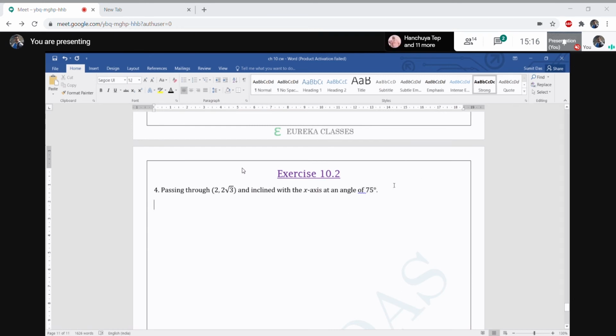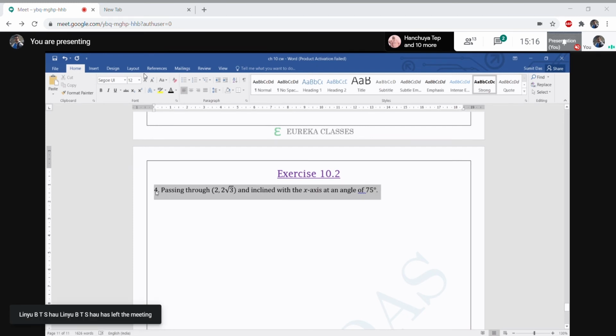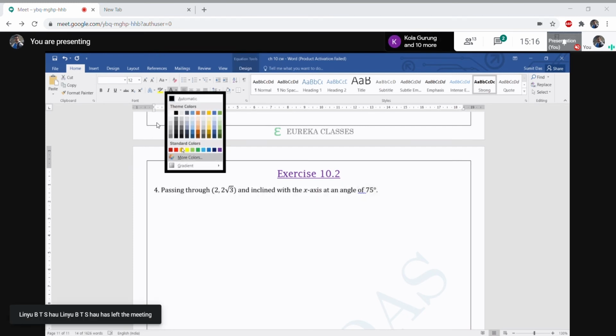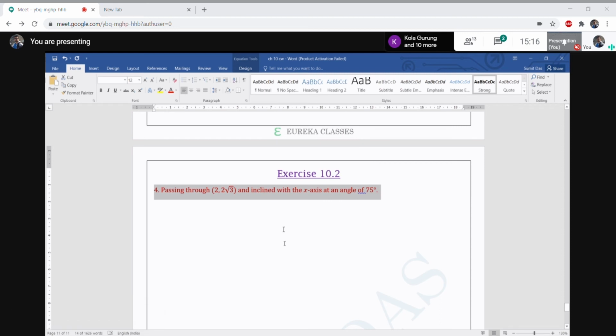Question number 4 is saying that up to 1 to 8, we have to find all the equations. Find the equation of the line passing through 2 comma 3 and inclined with the x-axis at an angle of 75 degrees. How to do this? Any idea? How to do this question? In the meantime, I'm drawing the diagram.